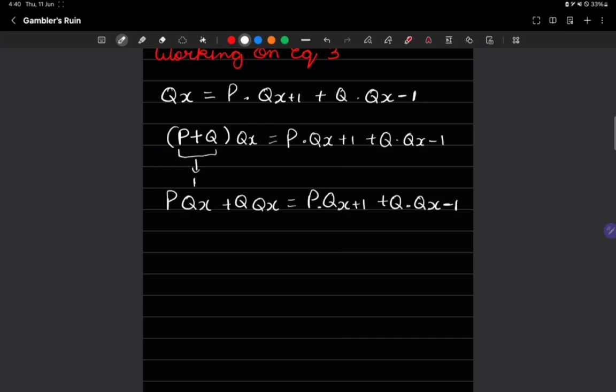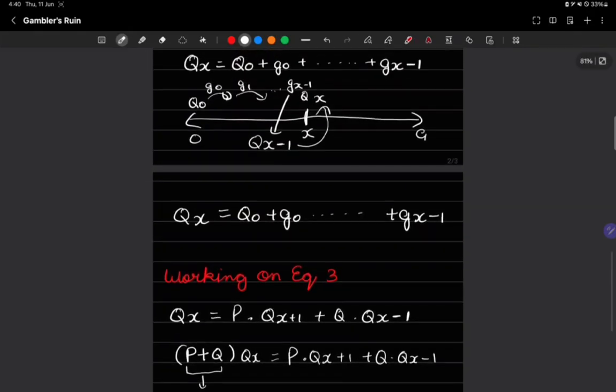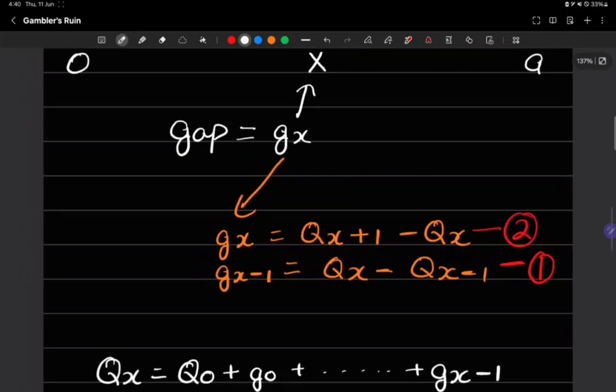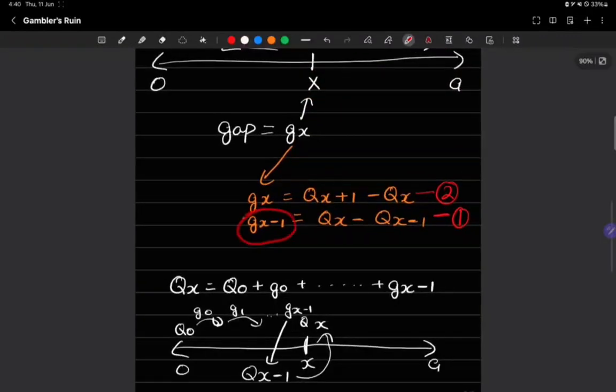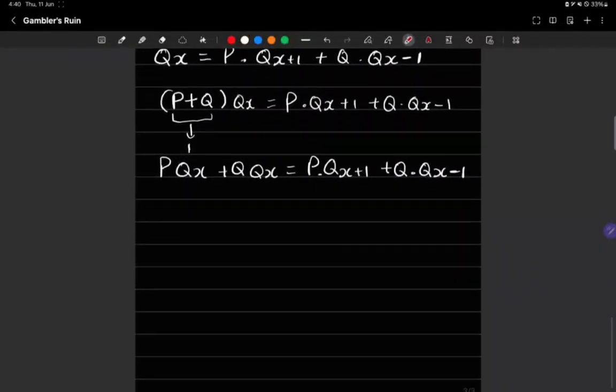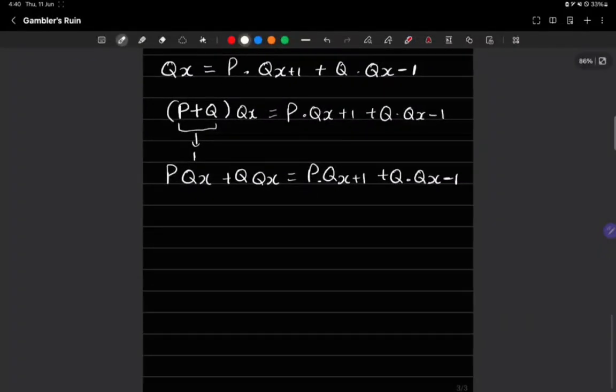Right, now as we remember, we have gaps. This is our g(x). We are trying to define a gap between this position x and the intermediate position x plus 1, this position x and then one position backwards, which is x minus 1, and we denoted that as g(x minus 1). So that's our gap. So we'll try to rewrite this equation to define our gaps here.